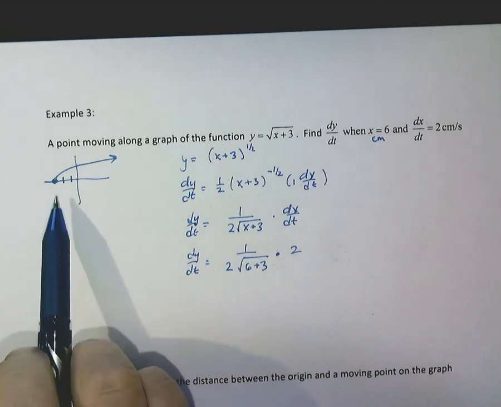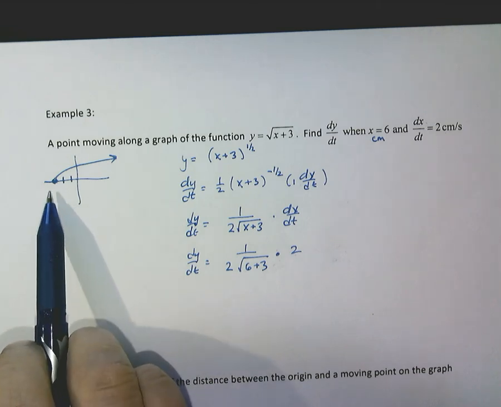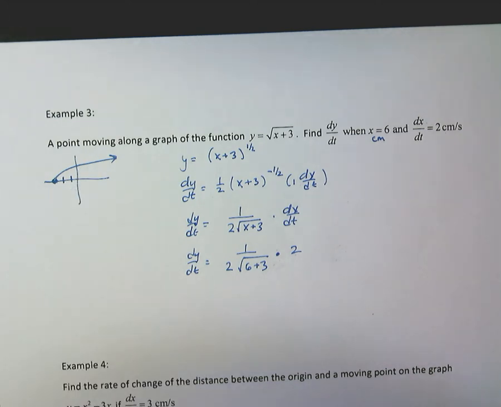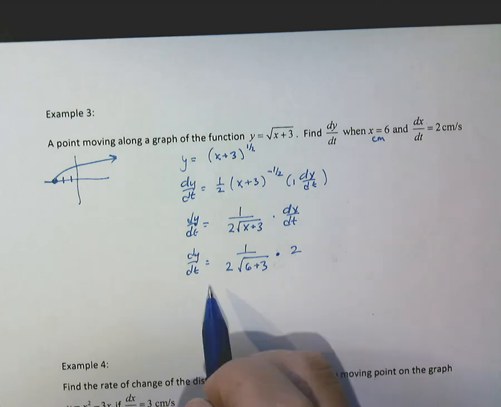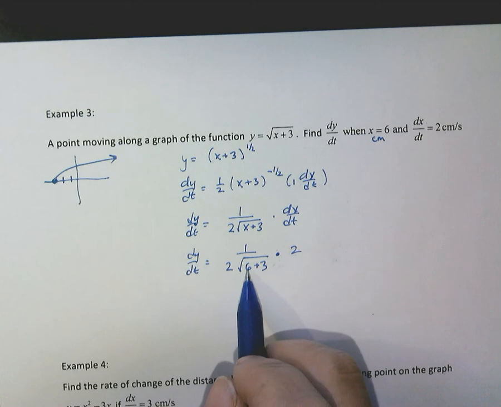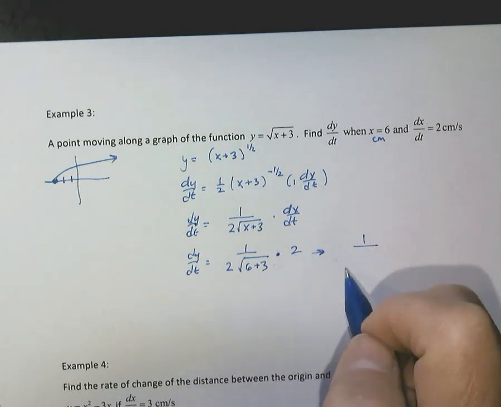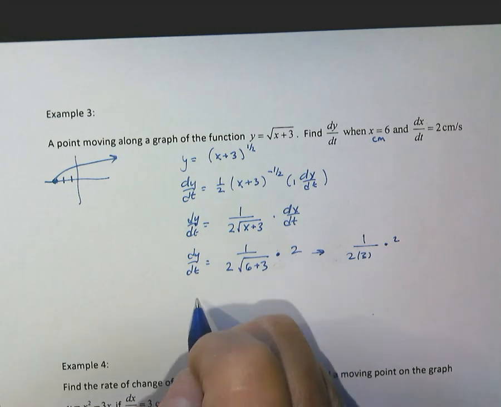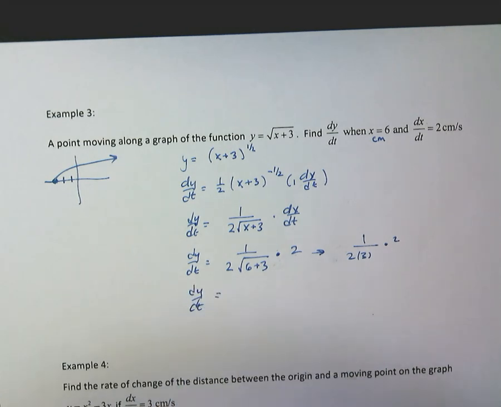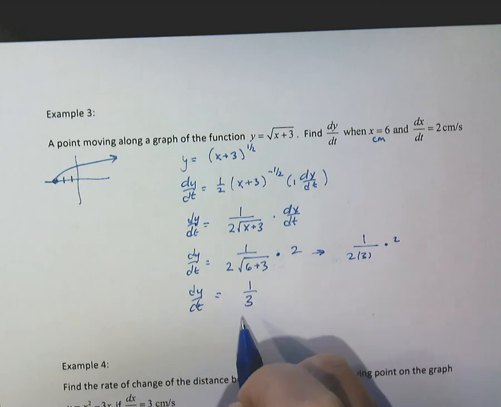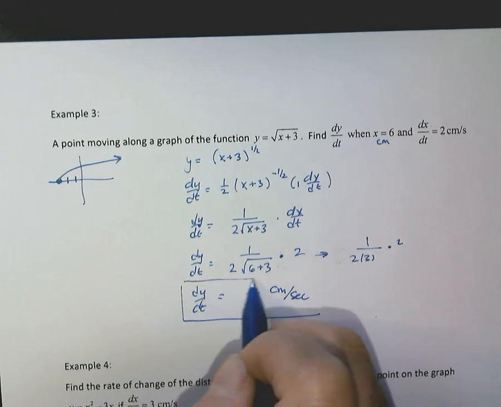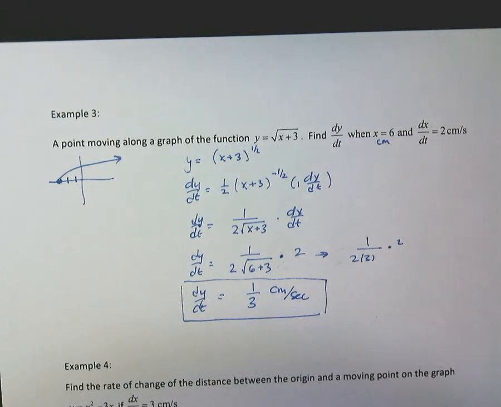So if this position is moving in centimeters per second, the y value is also going to be centimeters, and the change of y is going to be centimeters per second. So this is going to give me 6 plus 3 is 9. The square root of 9 is 3. So that means dy/dt, 2's cancel out, is going to give me 1/3 centimeters per second. And I look back at the graph, that makes sense.